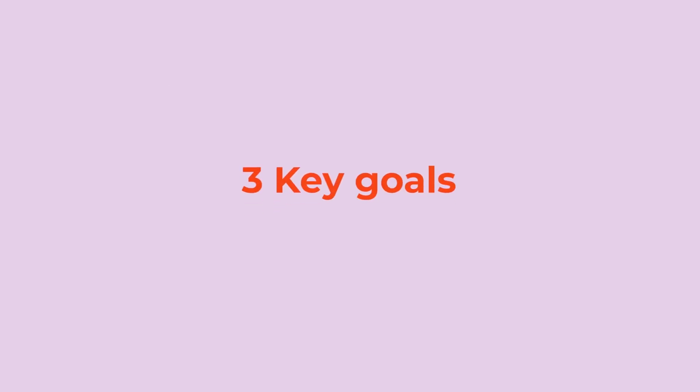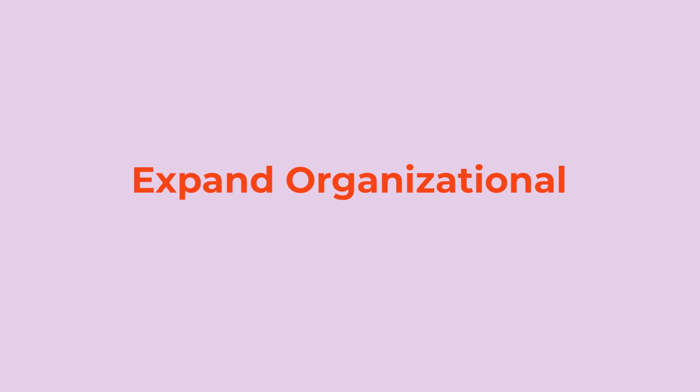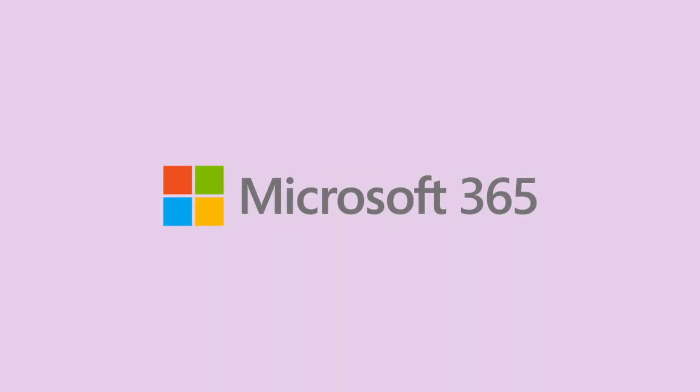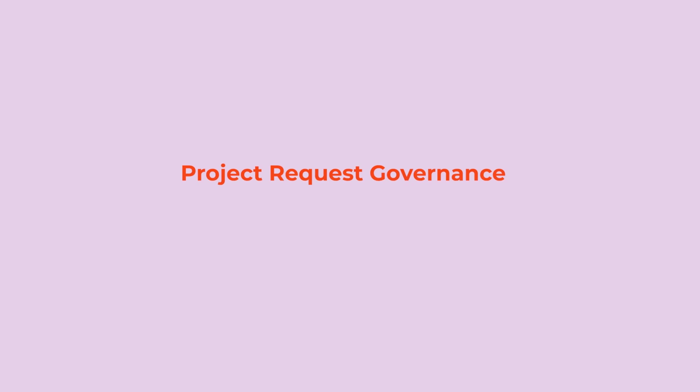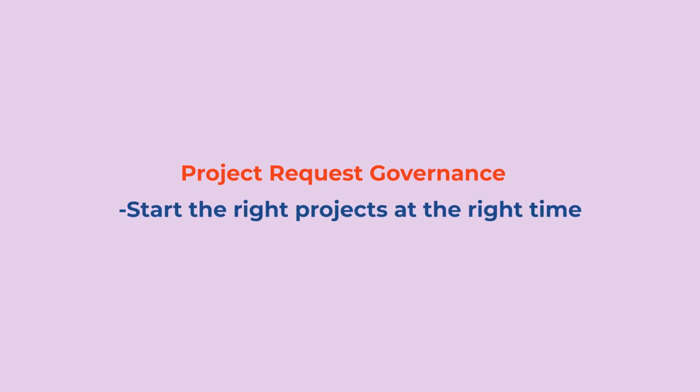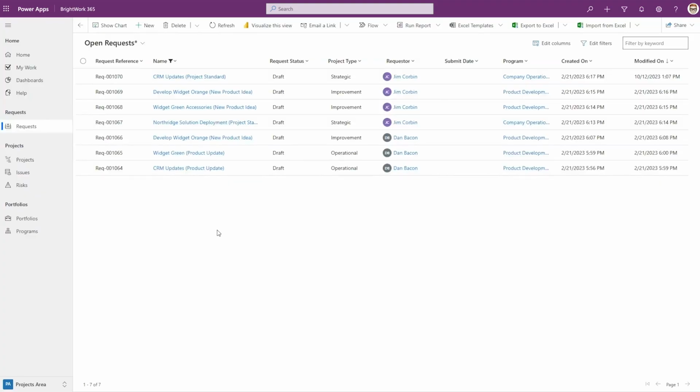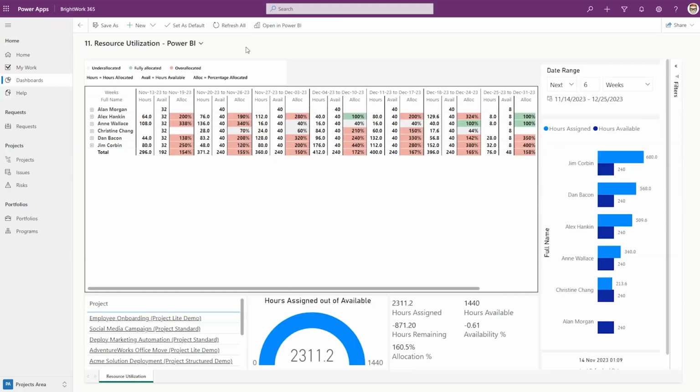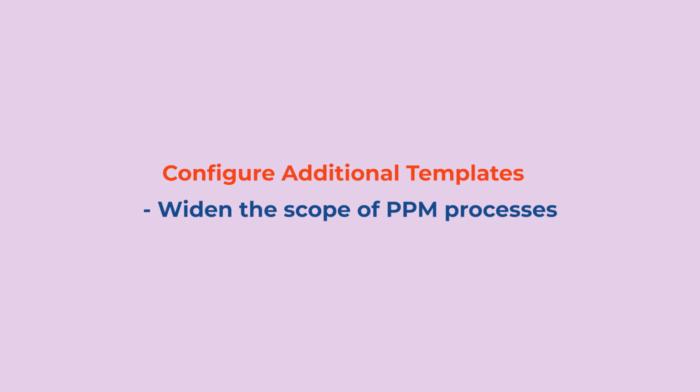Here is an example of 3 key goals you might set to expand your organizational project management with Microsoft 365. First, add a project request governance process so your senior executives can approve and start the right projects at the right time. Second, deploy resource utilization tracking so senior executives and project managers can make the best use of their resources. Third, configure additional templates for different types of processes to help project managers widen the scope of project management.